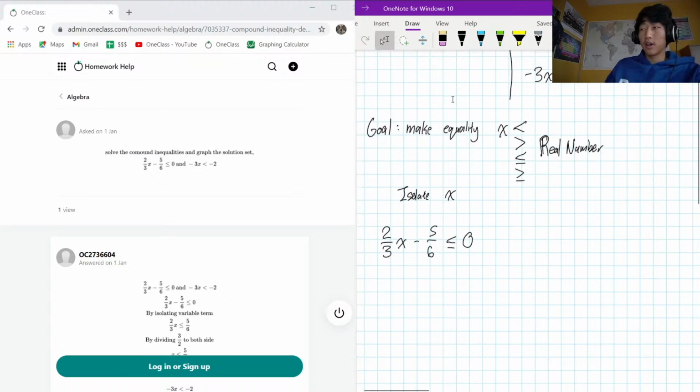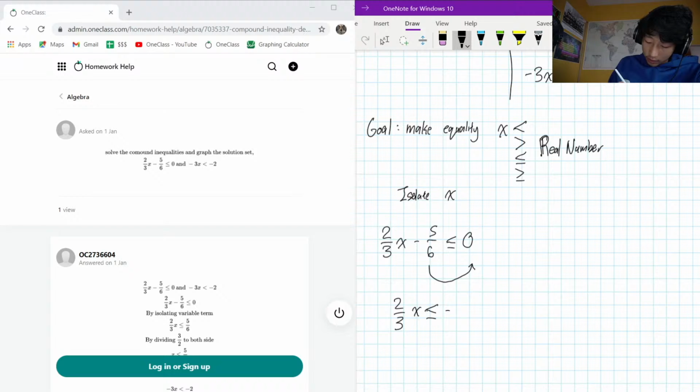So for here, the first step that we can do is we can bring this to the other side by doing something like this. We're going to add 5/6 to both sides, so that's going to zero it on the left side, and it's just going to be a positive version of itself on the right side.